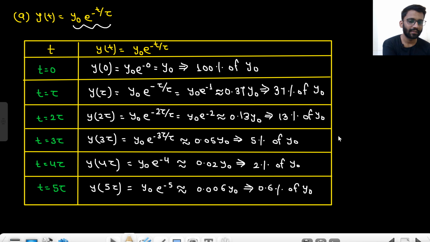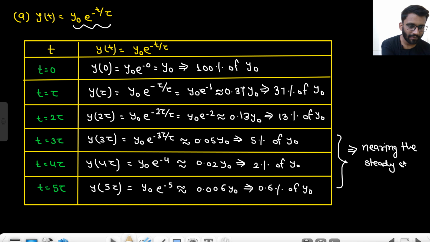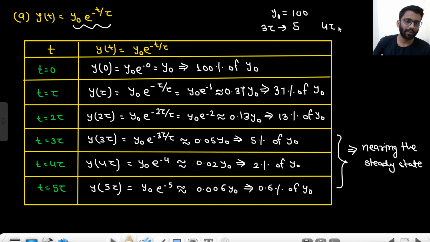What do you understand here? In this part, you are nearing the steady state. What is steady state? Steady state is 0 voltage. Let's just assume your y0 is 100. So at 3 tau, what will you have? 5% of y0, so 5. At 4 tau, 2% of y0, so 2. At 5 tau, 0.6% of y0, that means 0.6.